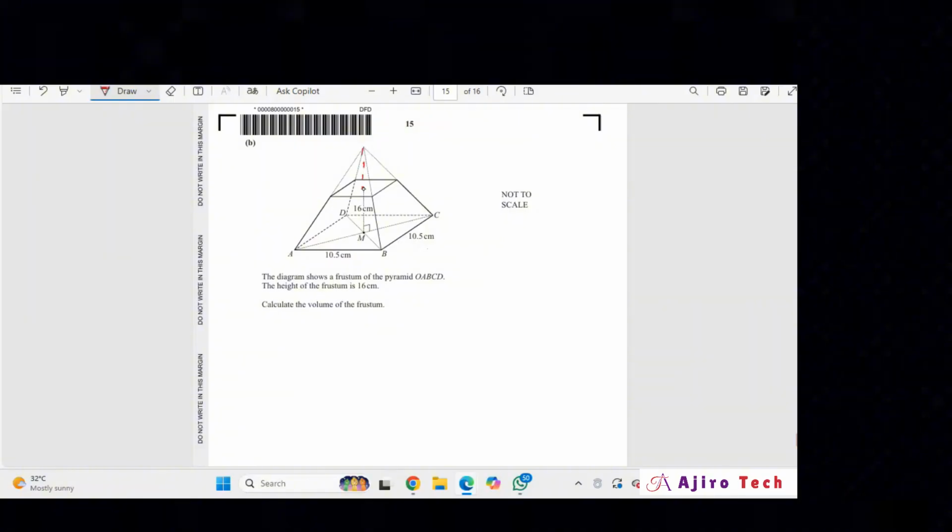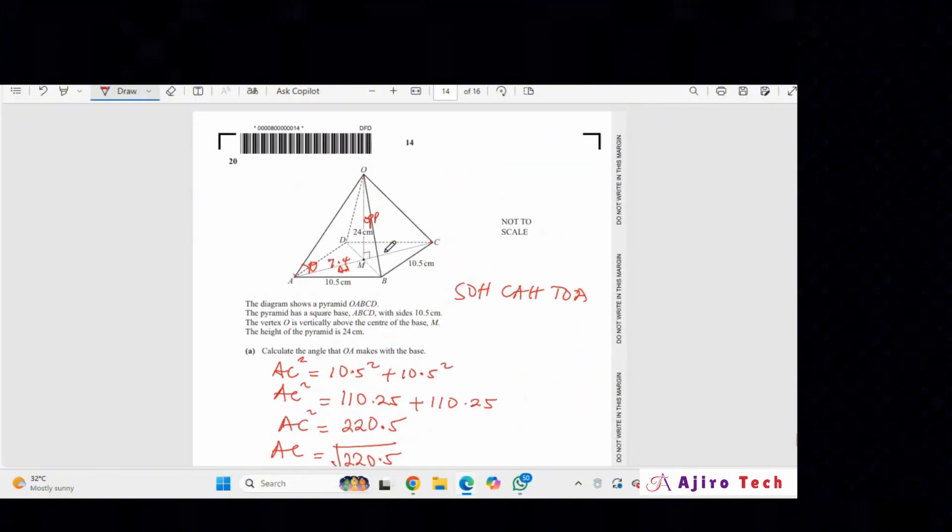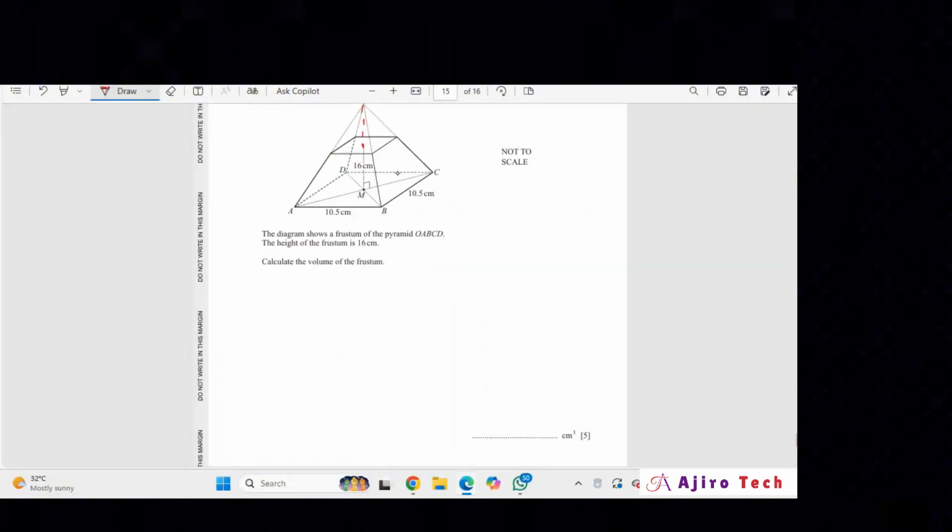We have two shapes here. We have the smaller one on top and the bigger one. The height of the first one is 16 cm. If you look at the height of the whole thing, it is 24. So if I want to get that small one, we just do 24 minus 16, which will give us 8. So I have my 8 there.